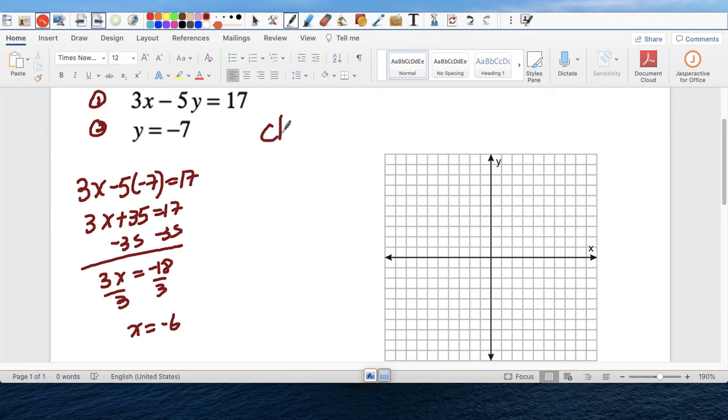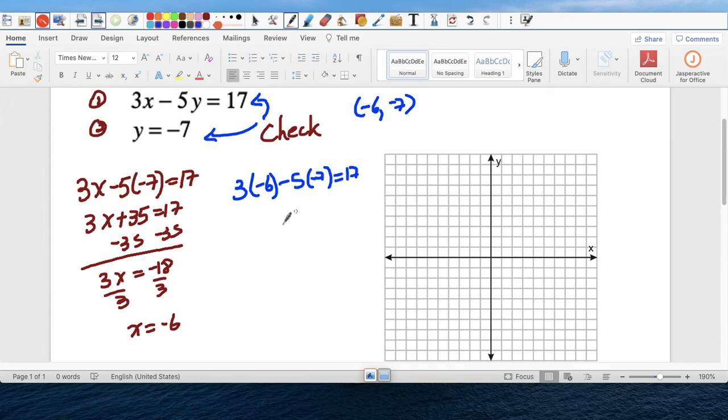So just to check, and you're going to have to check, we're going to take equation 1, and our point of intersection here is negative 6, and we already have the y value is negative 7. So that says that if I take that point and I substitute it in here or here, it makes the equation true. So on the first one, we get 3 times negative 6, because that's my x value, minus 5 times negative 7, because that's my y value. And all that should equal 17.